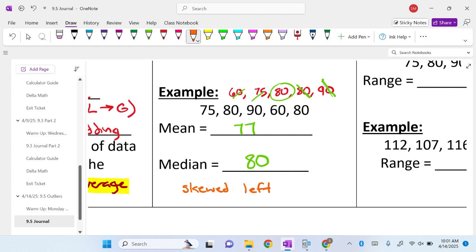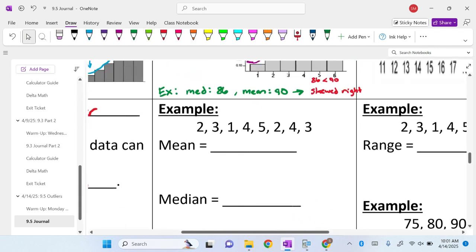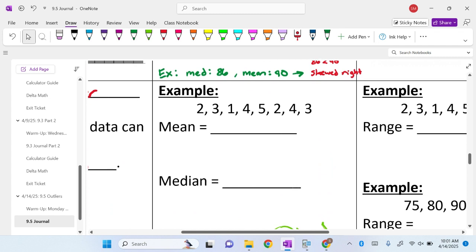All right. I want you guys to take a minute and try that first example on your own. So do the first example on your own, the one above the one we just did. Skewed left. That's all I wrote at the bottom. Skewed left.